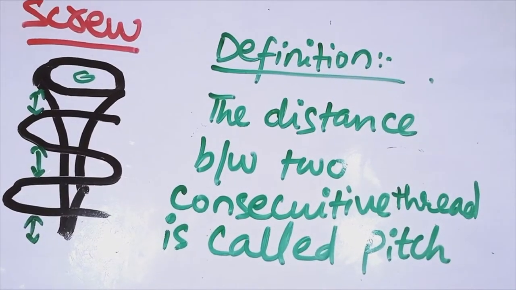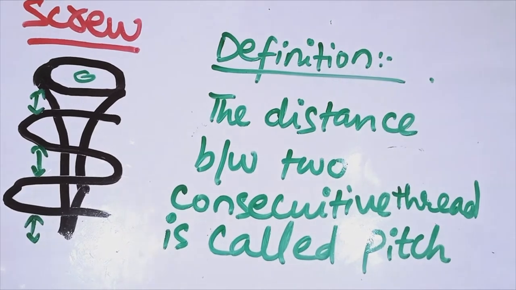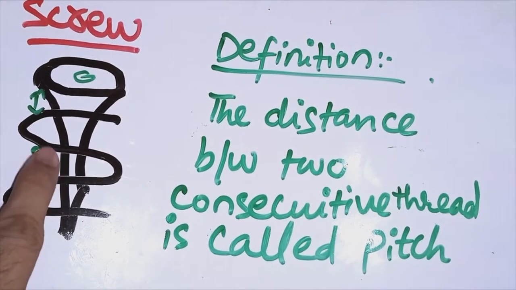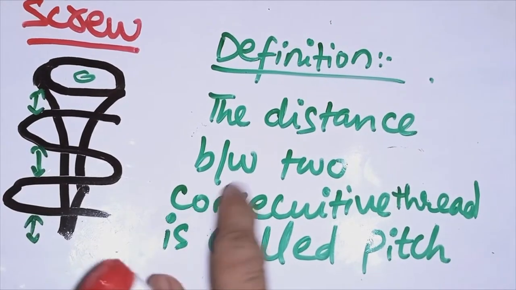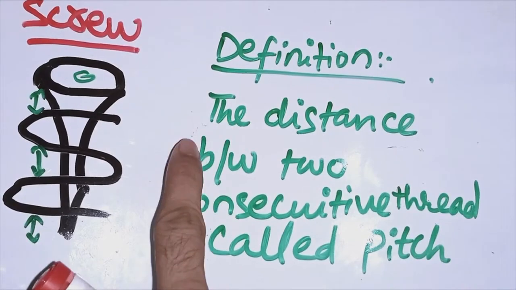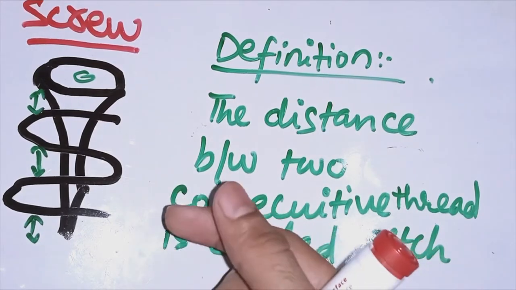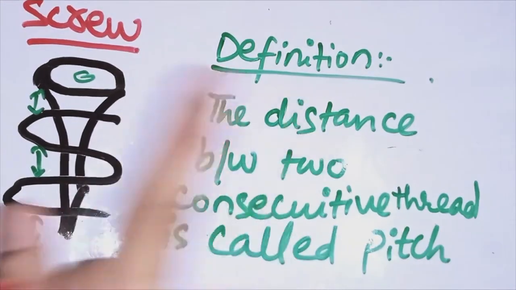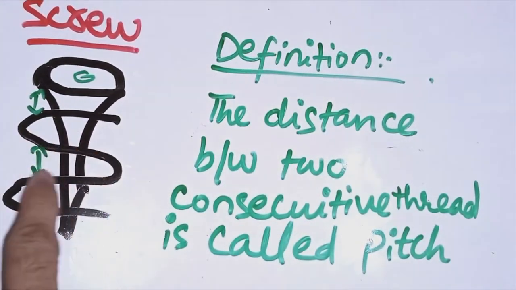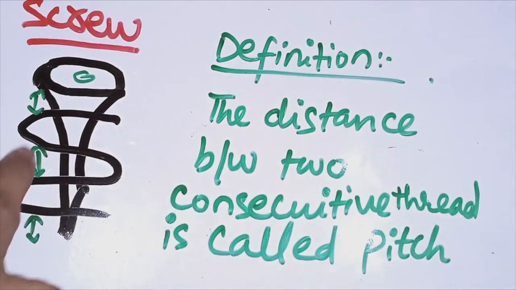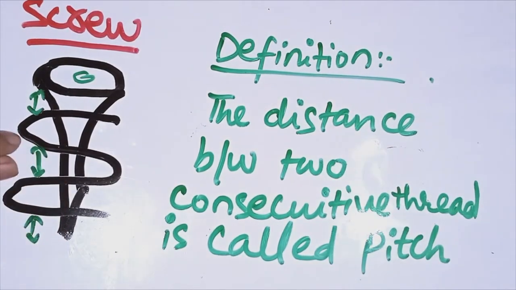Here I am trying to make you understand what is pitch. For that purpose I have made a figure of a screw. The definition of pitch is the distance between two consecutive threads is called pitch. You have seen so many screws in your daily life, of different sizes. In every screw there is some kind of thread. So here I am trying to make a thread on this screw. So the distance between any threads of the screw is called pitch.